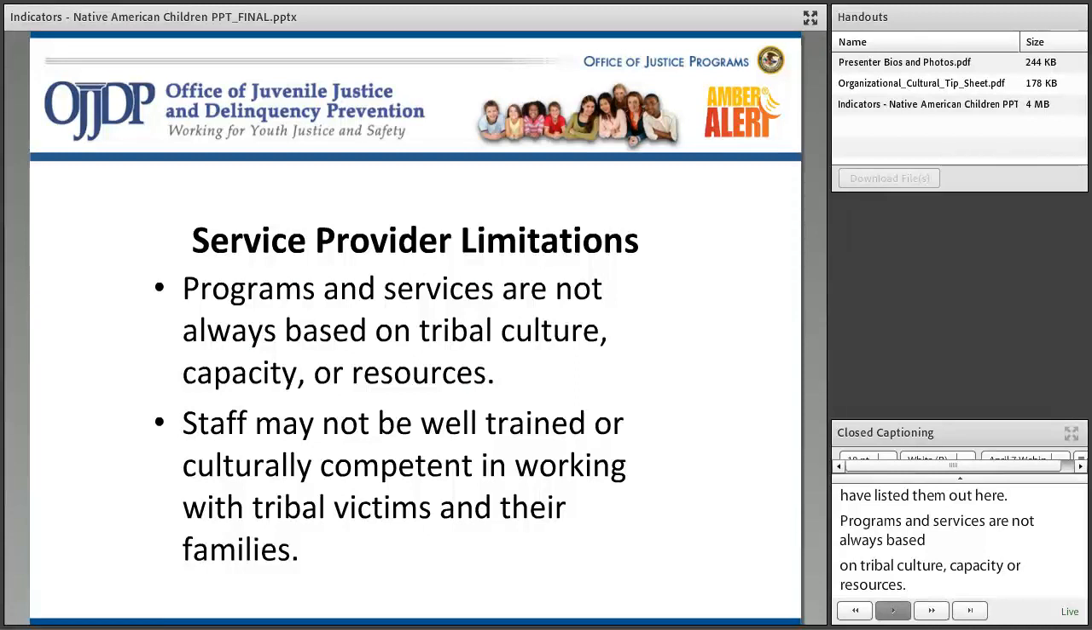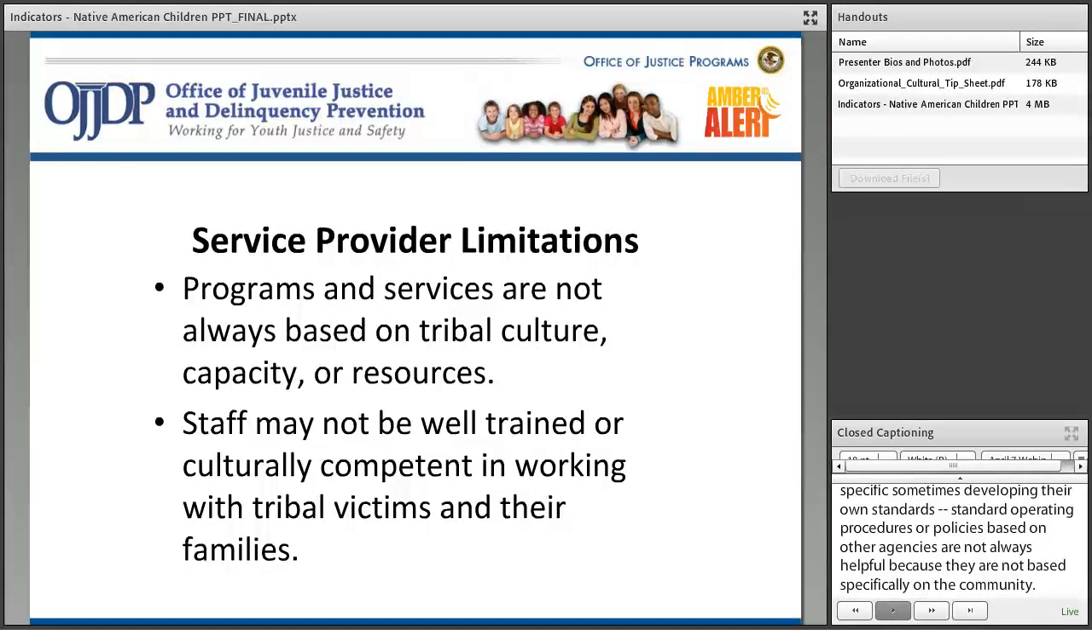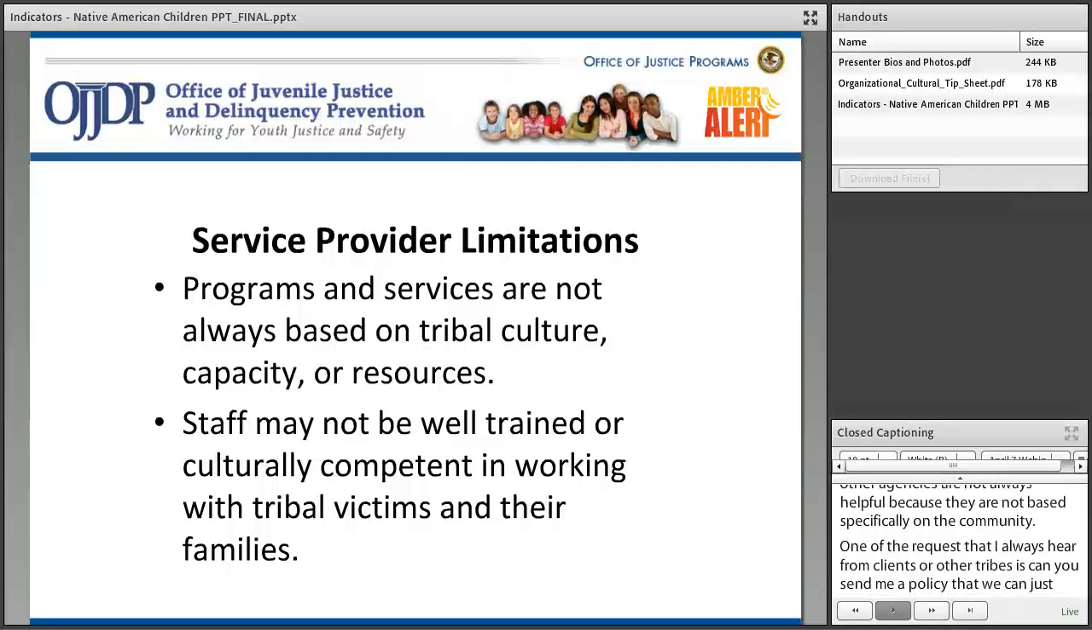And one of the requests that I always hear from clients and other tribes is, well, can you send me a policy, and we can just change the name and see what we can do about using that or getting that passed through council. And I'm more than happy to share whatever I've developed, with permission of my clients.